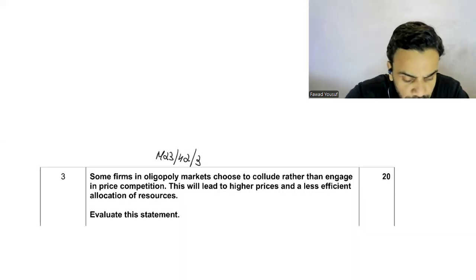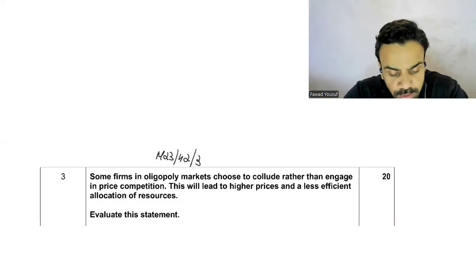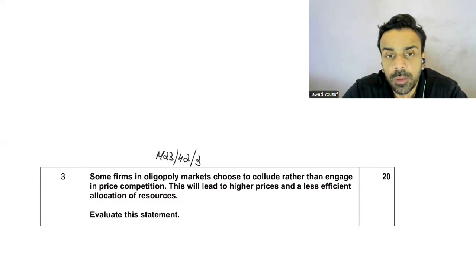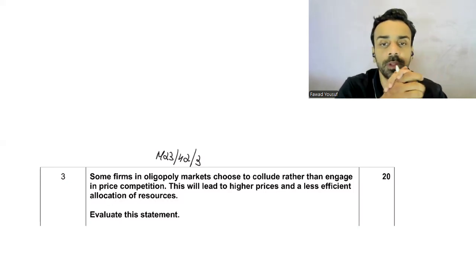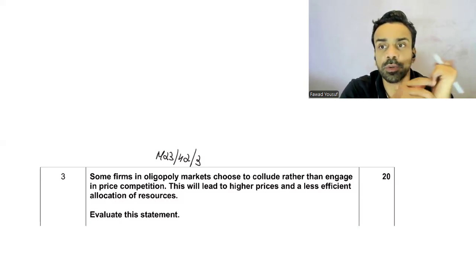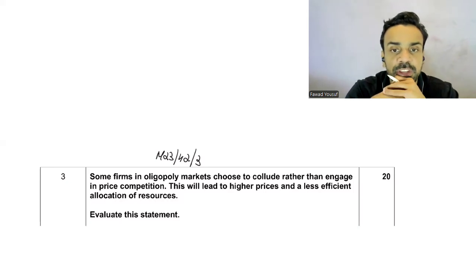So today we're dealing with March 23, variant 42, question number 3. This is a question on oligopoly. Usually the oligopoly question is purely dealing with oligopoly. So similarly in this one we have the same situation.